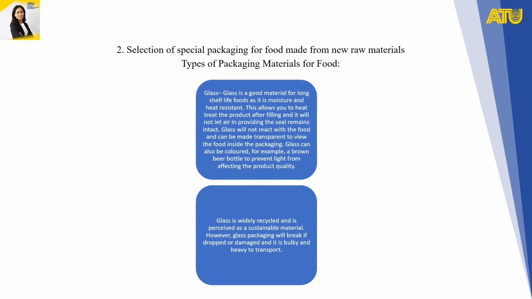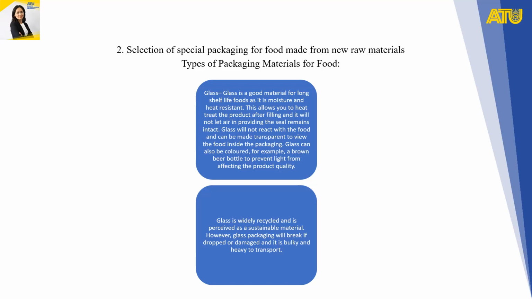Selection of special packaging for food made from new raw materials. Types of packaging materials for food. Glass. Glass is a good material for long shelf life foods as it is moisture and heat resistant.